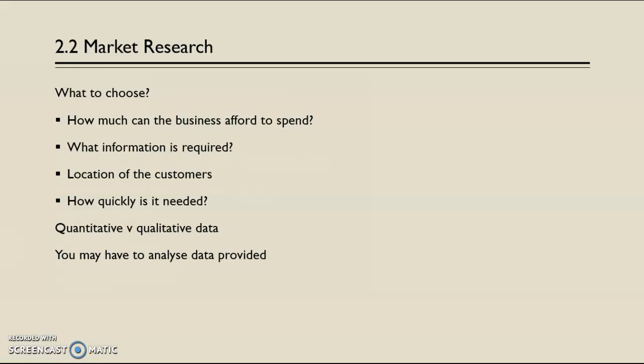Think about what sort of information is required. Do you need people's opinions? Do you just need yes or no answers? Are you trying to find out about new products? Or are you trying to find out about existing products? What information is required for the decision that you need to make? Where are the location of your customers? Do you primarily trade online? So you actually don't know where your customers are. It makes it very hard to find them, to ask them any market research. Or is it much easier to get hold of them and find out what they want? And then how quickly is it needed?